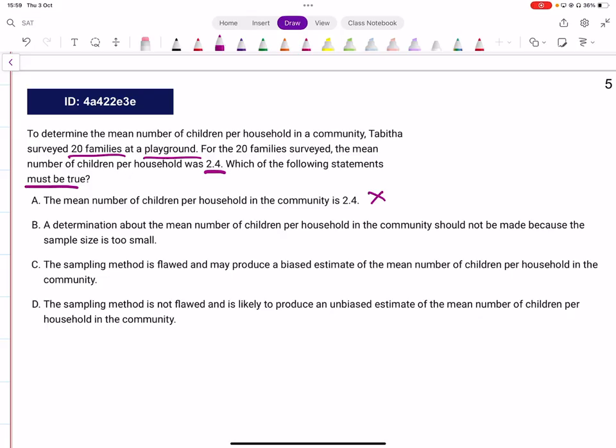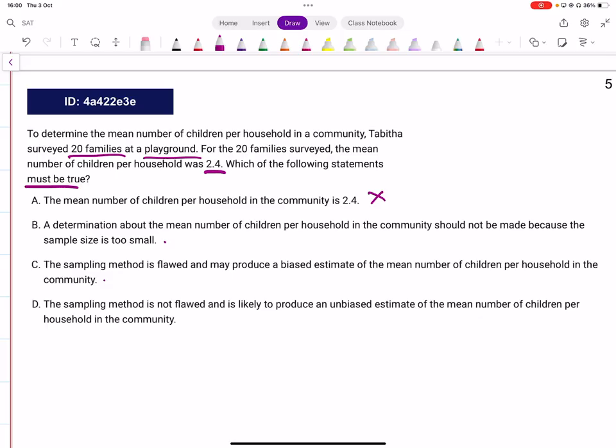Okay, let's keep this in mind. Let's look at the other options as well. The sampling method is flawed and may produce a biased estimate of the mean number of children per household in the community. The sampling method is not flawed and is likely to produce an unbiased estimate of the mean number of children per household in the community. Now let's evaluate each of these options one by one.